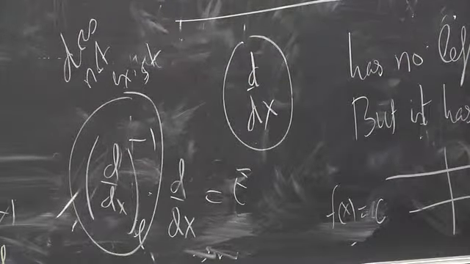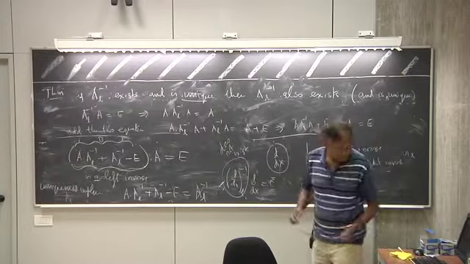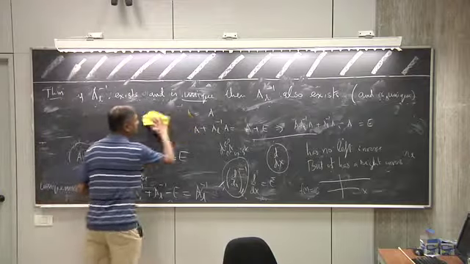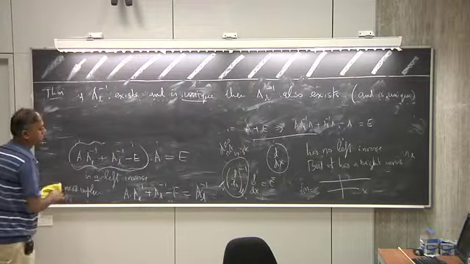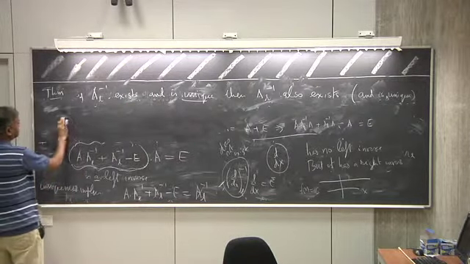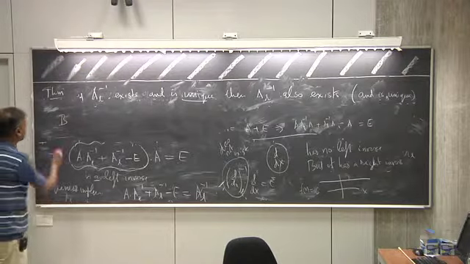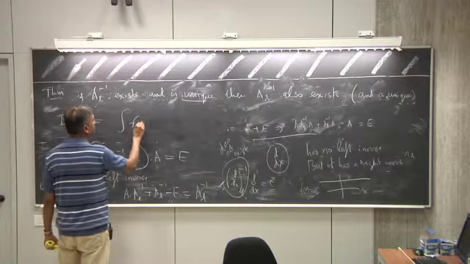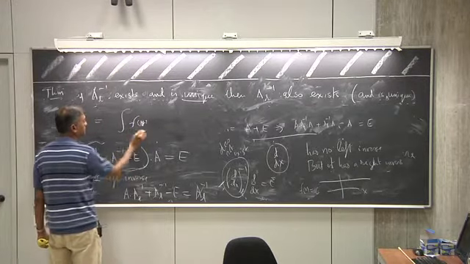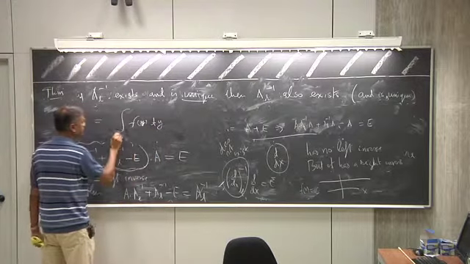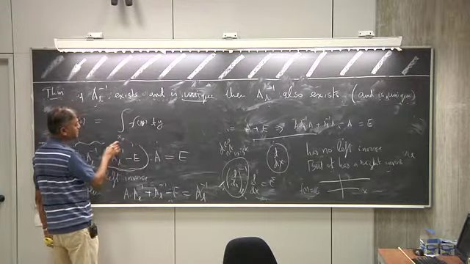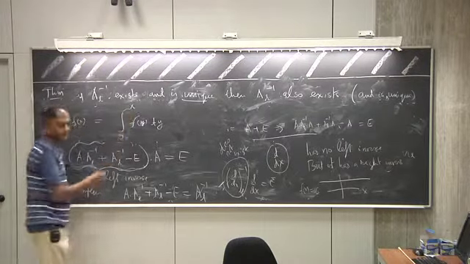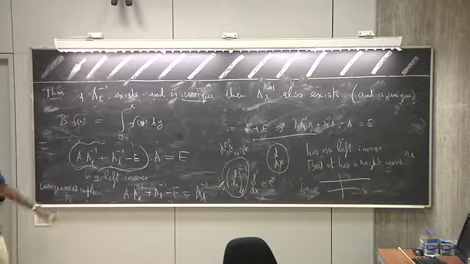On the other hand, the right inverse exists because I can explicitly construct it. So let's consider an operator B, let's say, which acting on f of x gives you the integral of f of y dy, where y goes from some fixed point x naught, let's say 0, to x. This is a linear operator again.